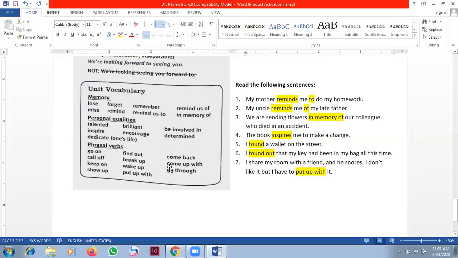Come up with is usually for an idea. If you have an idea, you say, I came up with an idea. Came up with. Put up with means you can live with it. You don't reject it. Keep on is the same as carry on. Keep on, carry on. Call off is to cancel. You don't want to do it. You call it off. Call it off, not call off it.